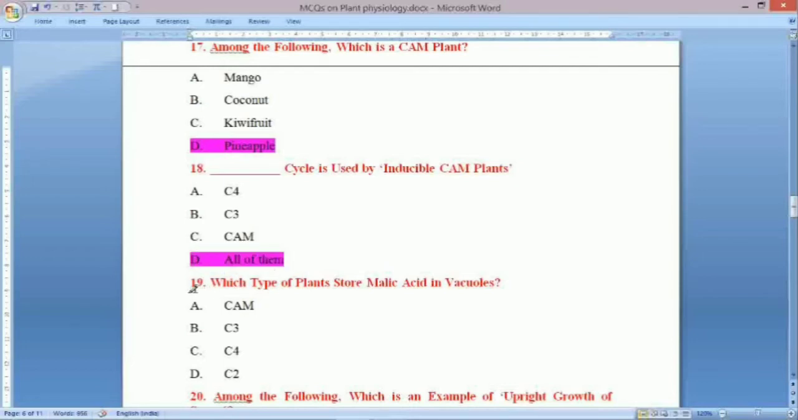Next question, question number 19. Which type of plants store malic acid in vacuoles? And here option is A, CAM plants, B, C3 plants, C, C4 plants, and D, C2 plants. And here the right answer is option A, CAM.